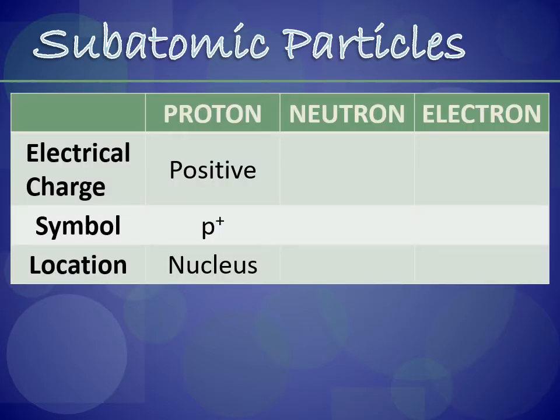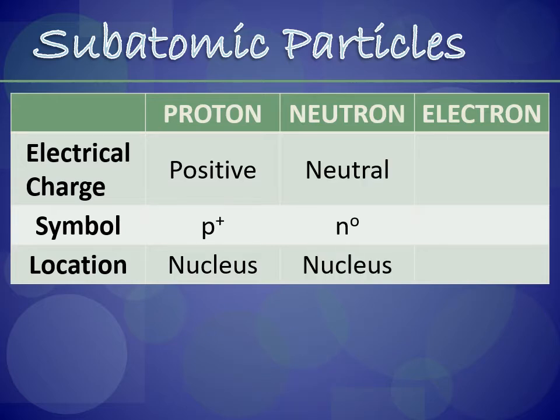Let's look at the proton first. We know we have our protons and our neutrons inside of our nucleus, and then we have our electrons on these shells. Protons are positively charged, and you're going to remember this because P for proton, P for positive. The symbol for a proton is the letter P with a plus sign, and they are always found in the nucleus. They never leave. The number of protons stays the same always because they can never escape the nucleus.